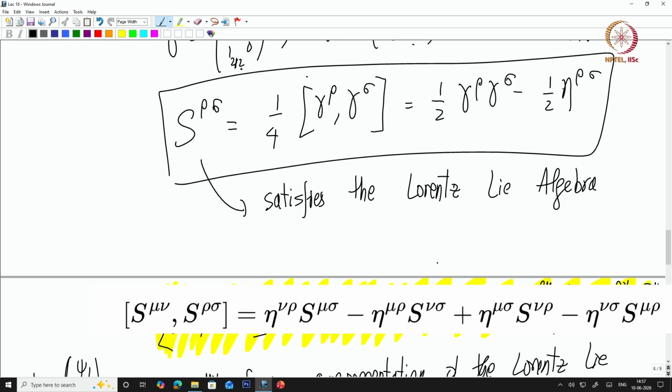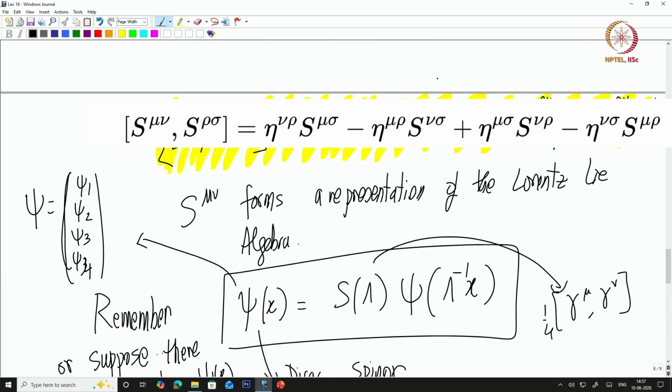You can construct 0-1, 0-2, 0-3, 1-2 independent commutators. You can think of them as 6 essentially, and these 6 generators, these 6 commutators, satisfy the Lorentz algebra exactly the same way as the generators of space-time boosts and rotations do. But remember, the Clifford algebra is in a different space. This is in the spinor space, but the S mu nu form a representation of the Lorentz algebra in the spinorial space.